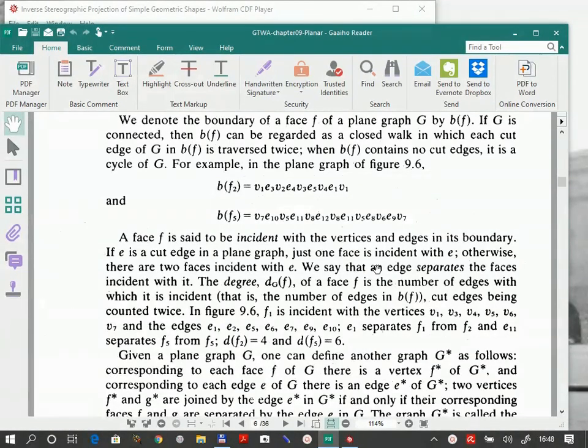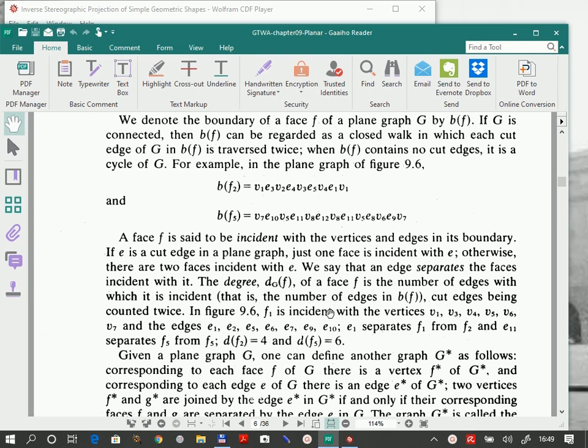okay? That's reserved for cut edges. Otherwise, for a link, which is not a cut edge, you have two faces incident to the same edge. An edge separates the faces incident with it. That's what we generally say.